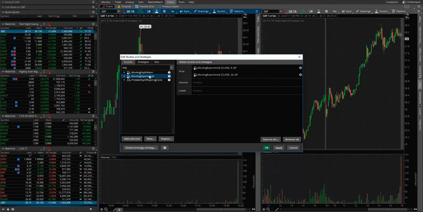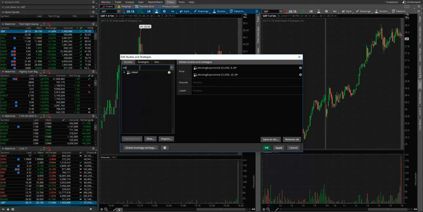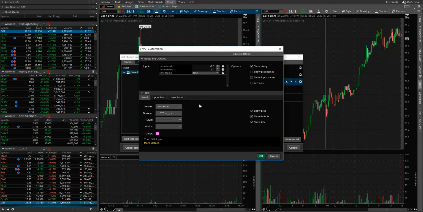Next up, very important, one of the most important indicators, or the most important to most traders, is the VWAP. So I click VWAP, and I go in now. To make this look nice and clean, you want to pick a color.